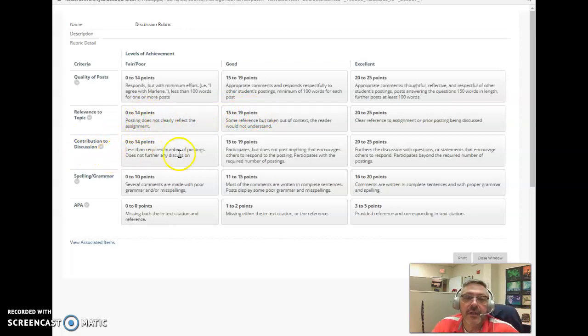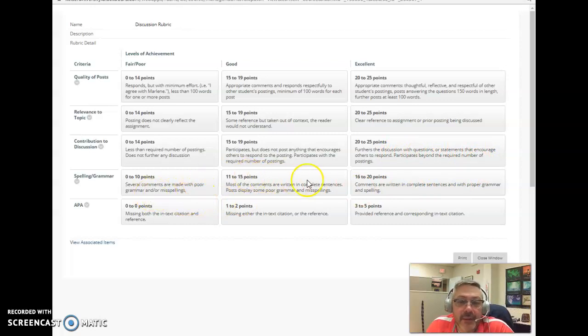Then the contribution to discussion. Here I'm looking at, did you meet the requirement of 4 separate posts on 3 separate days? That's where this would come in. You participated but do not post anything that encourages others to respond, with the required number of postings. Then the 20 to 25 points, you'll see that furthers the discussion with questions or statements that encourage others to respond, and you are able to ask questions of your fellow students. And if you don't agree, you're allowed to disagree, just do it respectfully. Then, as you can see here, it says participates beyond the required number of postings.